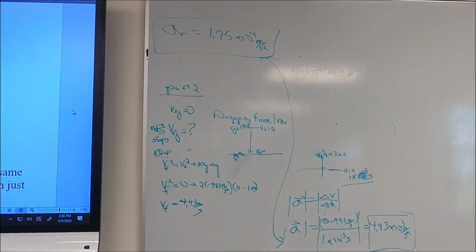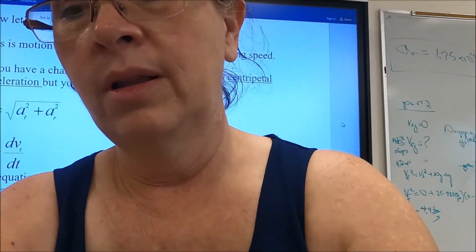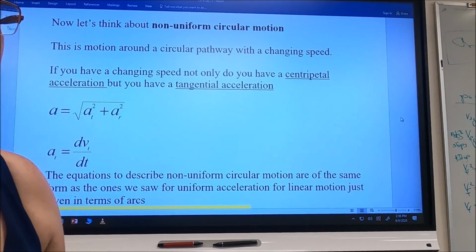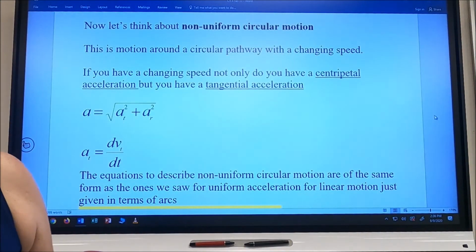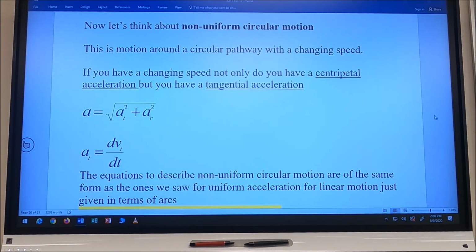Okay? Now, the next thing we're going to look at is non-uniform circular motion to kind of wind out the chapter. Okay? So, non-uniform circular motion is motion around a circular pathway with a changing speed. So if you think about starting a drill and the drill having to go from not spinning to coming up to top speed, that would be a non-uniform circular motion. Or a record player stopping. Your wheel on your car coming to a halt, or coming from being still at a red light to coming up to your speed. Those would be examples of non-uniform circular motion.